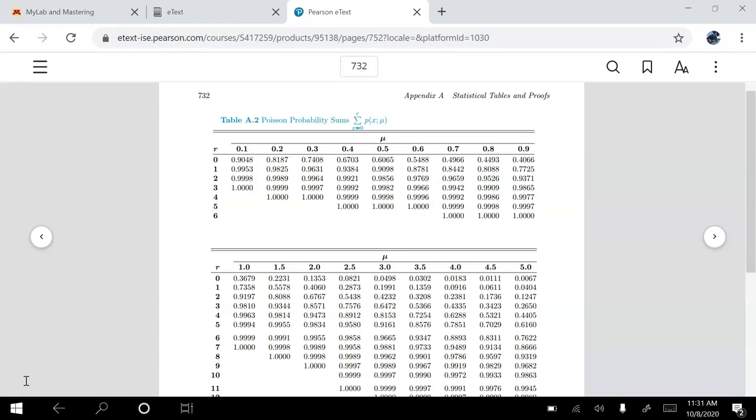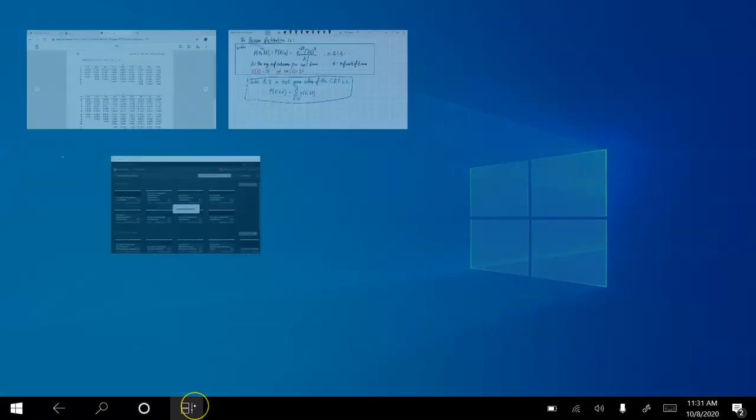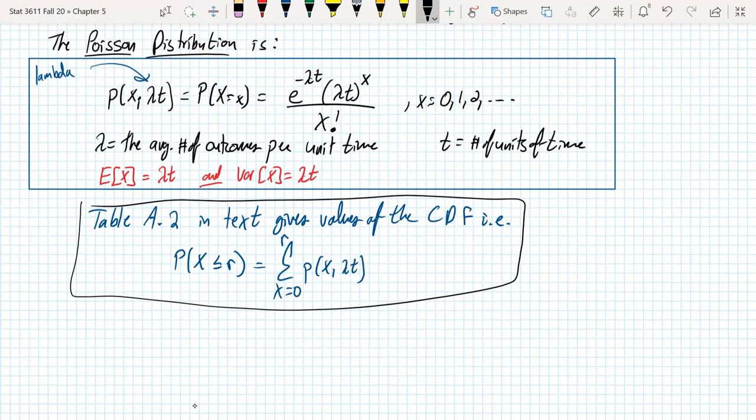Notice the parameter here. This is X semicolon mu. Mu is lambda times T in the table. The table has P of X comma mu, and what we have here is P of X comma lambda T. So mu would be lambda T in the table. I'll just notate that here: mu is equal to lambda T.